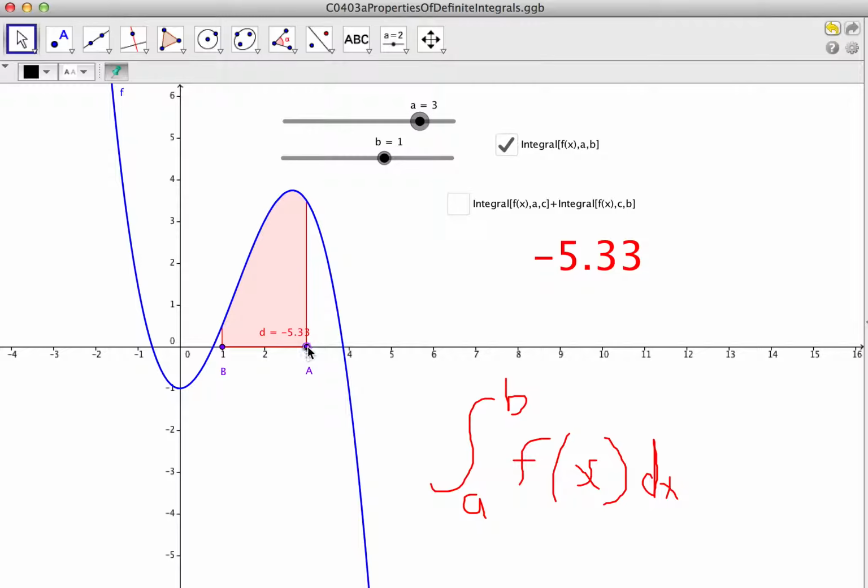If I go back to A to the left of B, but I'm completely underneath the x-axis, the area between the curve and the x-axis when it's below the x-axis is also the negative of the area. Alright, so we can get negative areas by integrating from right to left, and also when the curve is underneath the x-axis.